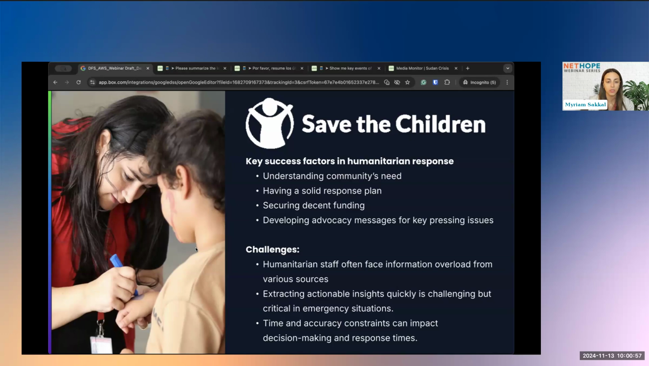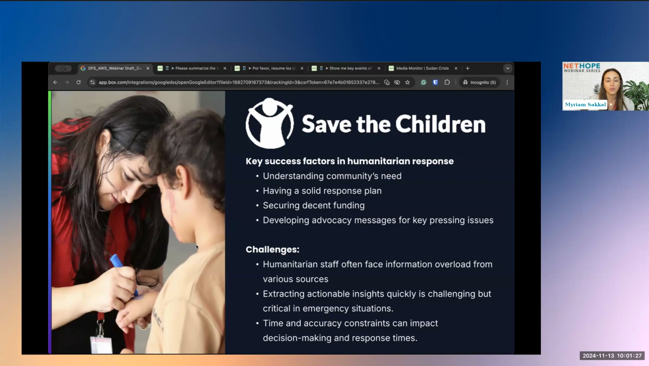However, the challenges that we usually face, some of them were mentioned by my colleague before, are that humanitarian staff usually face a lot of information overload from various sources. So we want to collect the data and everyone says something. Sometimes the data is not always accurate and we need to look into it, analyze it, and gather it from multiple sources, which is very time consuming for the team working in a response setting.